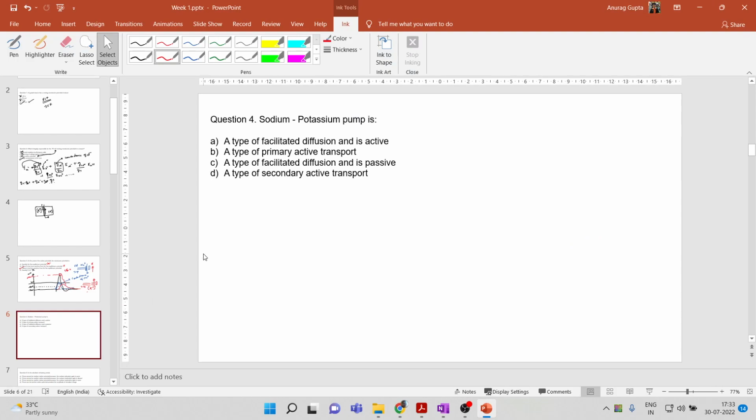Okay. So the next question is, the sodium potassium pump is: A, a type of facilitated diffusion and is active; B, a type of primary active transport; C, a type of facilitated diffusion and is passive; or D, a type of secondary active transport. So I'll give you guys 30 seconds. You can write in your answer.